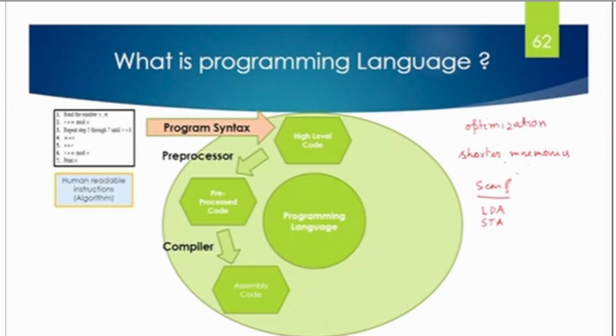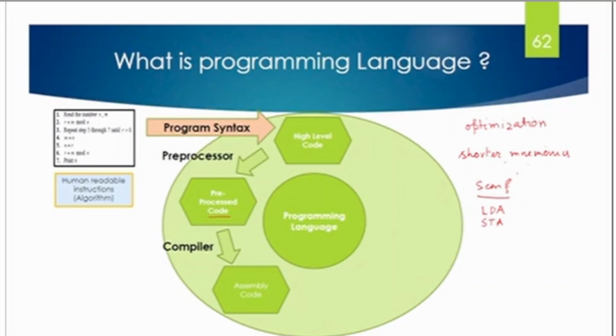Okay, and another important point is that this assembly code depends on the particular type of machine we are using for the program. Now what I mean to say is that the high level code and pre-processed code never depend on the type of the machine.